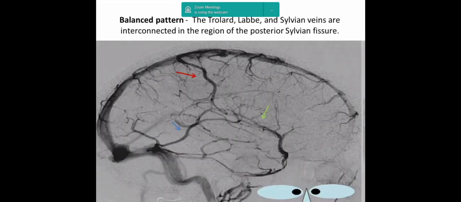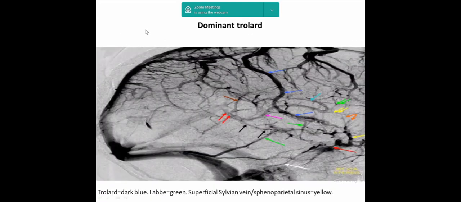So this is a balanced pattern, where in this picture you can see the vein of Trolard in the superior aspect, and in the lateral aspect over the temporal region you can see the Sylvian veins, and posteriorly you can see the vein of Labbé, which are interconnected. This is another anatomical variation where you can see a dominant vein of Trolard, which also has anastomosis and connections up to the petrosal and then the cavernous sinuses. And if you notice here, the vein of Labbé is slightly hypoplastic.